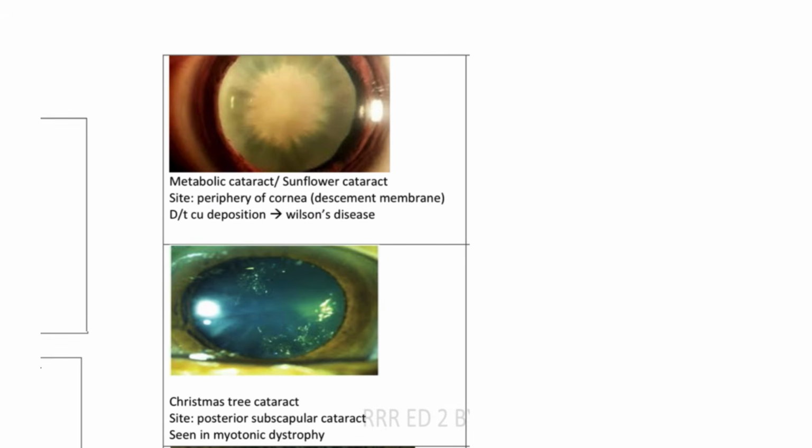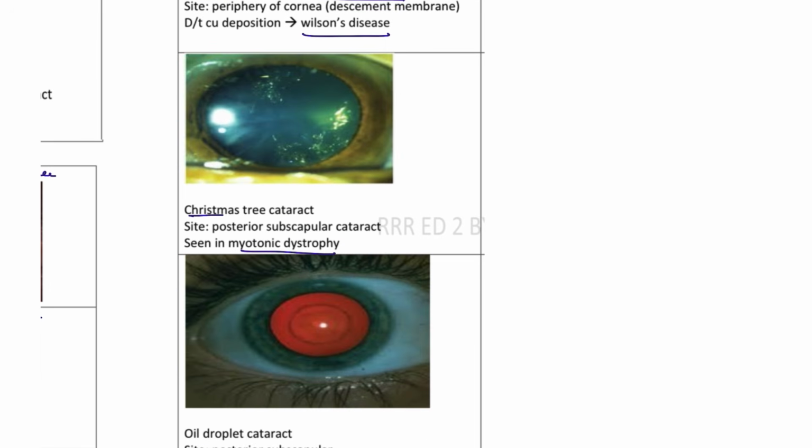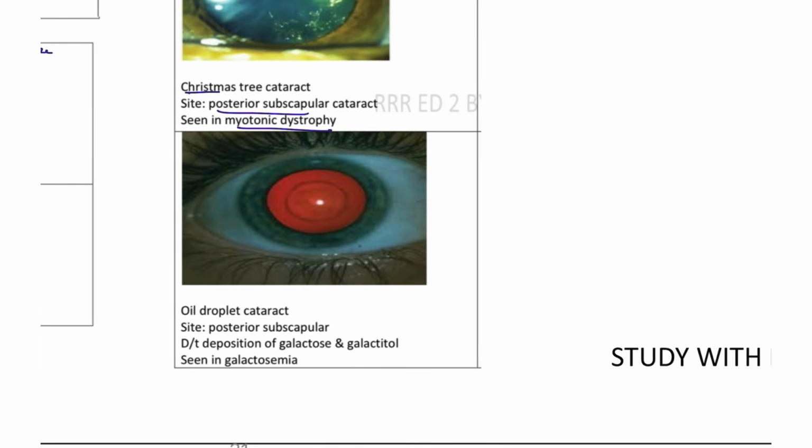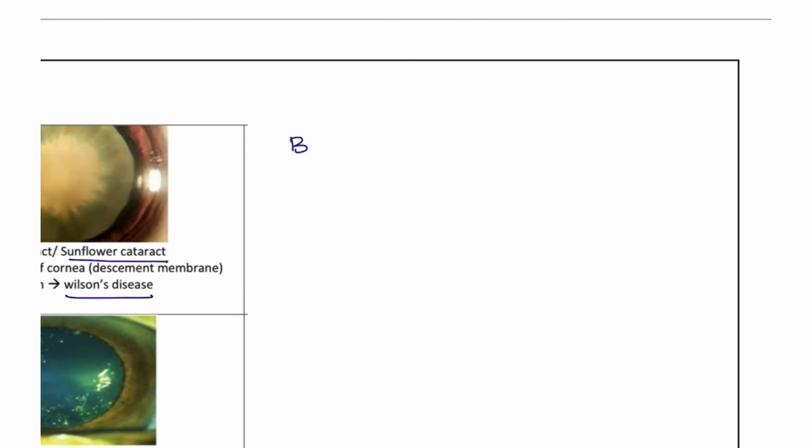Next, other types. Metabolic cataract. The sunflower cataract is seen with Wilson's disease. Christmas tree cataract is seen with myotonic dystrophy, posterior subcapsular. Oil drop cataract, posterior subcapsular, is seen with galactosemia. Next, blue dot cataract is seen in patients with Down syndrome. This is seen with Down syndrome.